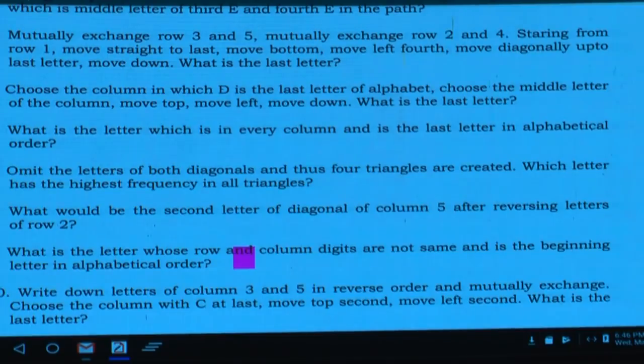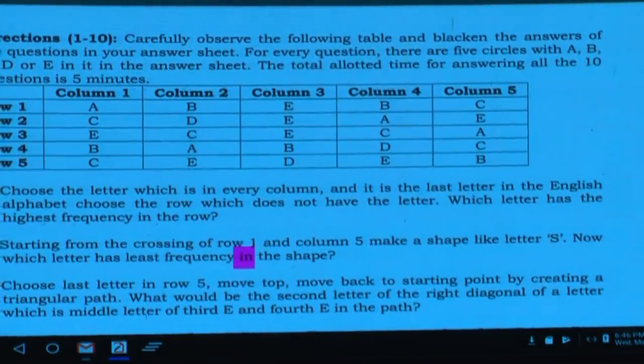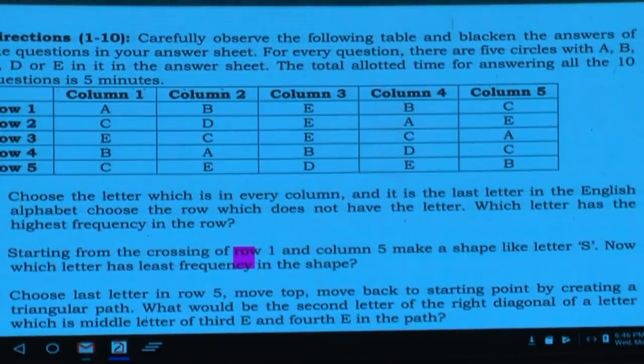Is done with these questions. Now question number 1, any answer to this one? Tell me what is your answer. Now question number 1, choice please. B. B, why is B? Choose the letter which is in every column, isn't it?